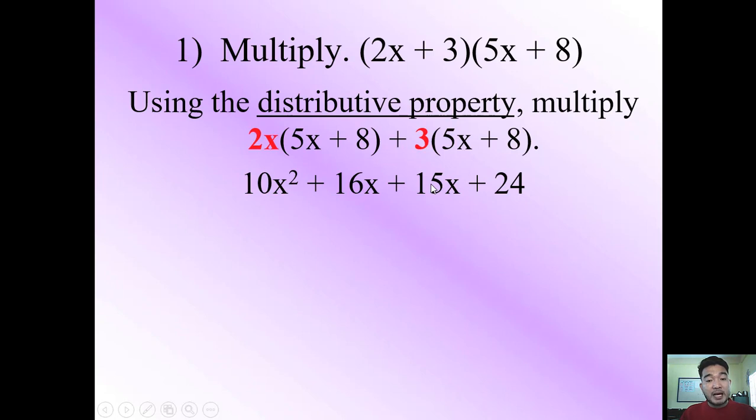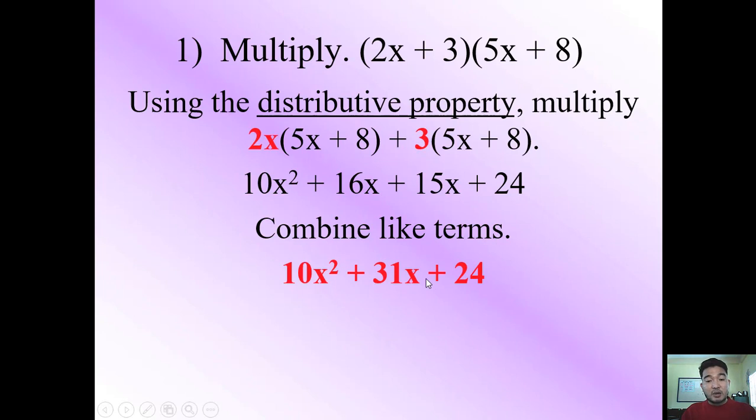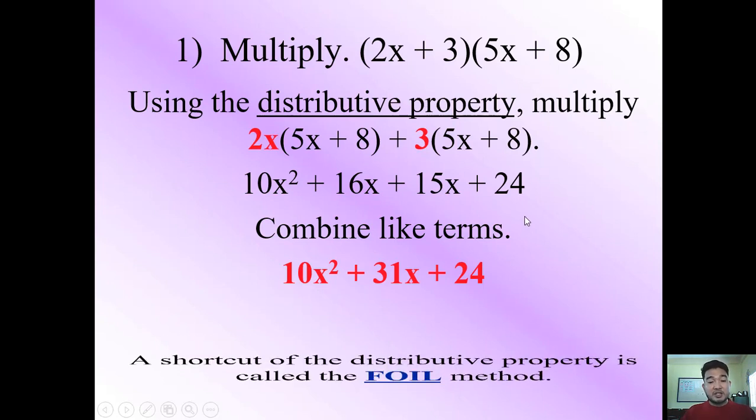So we have to combine these two. 16 plus 15 is 31. So rewrite x. So you will have 10x squared plus 31x plus 24, which is the product of these two binomials when we use the distributive property of multiplication.